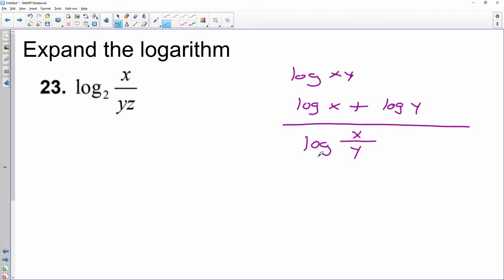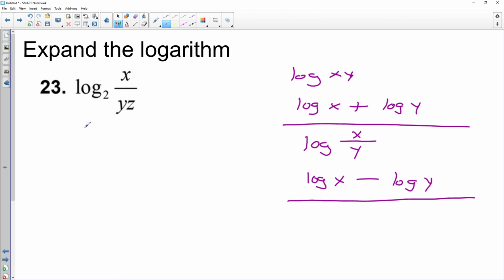The fraction bar is division. It's going to be the same thing. I can say this is the log of x minus the log of y, right? So division becomes subtraction. I go over in the video that you watched why this is true. Essentially, when we multiply exponents, we add the exponents, and when we divide exponents, we subtract the exponents. So it's kind of connected to your exponent rules. So those are the two properties we're going to use here.